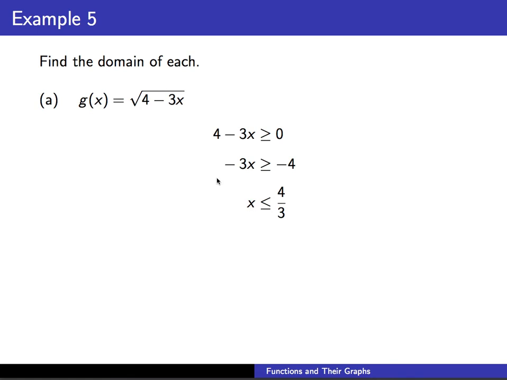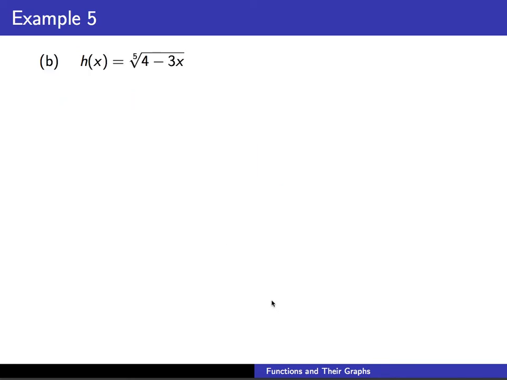So we can plug in any value of x we want, as long as that value is 4/3 or less. If we plug in 0, we get the square root of 4, which is 2, and that's okay. But if we try to plug in something like 10, 4 minus 30 and the square root of that, our calculator is going to give us an error message. Notation-wise, less than or equal to 4/3 is parenthesis negative infinity, comma, 4/3 with a bracket.